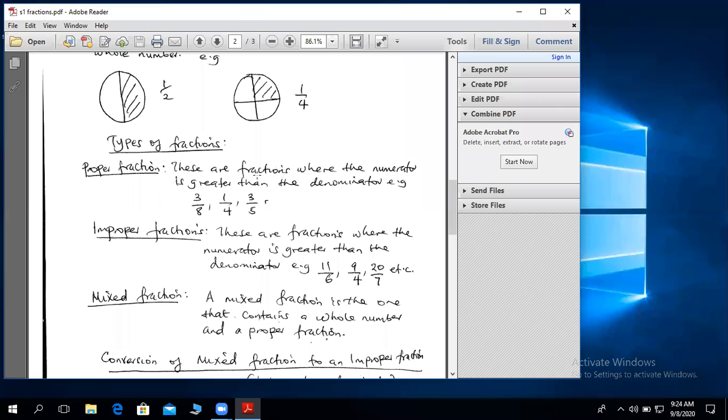Okay, let me see. These are fractions where the numerator is greater than the denominator. This one is supposed to be. Thank you for the correction. I think it was just an oversight. A proper fraction, the numerator is less. We shall change this to less when we are taking notes. This one is less. I think it is clear now. A proper fraction is where the numerator is less than the denominator.